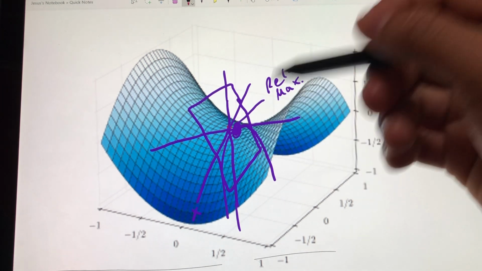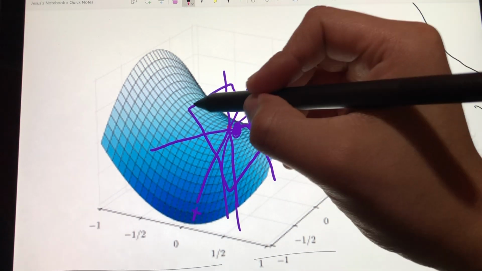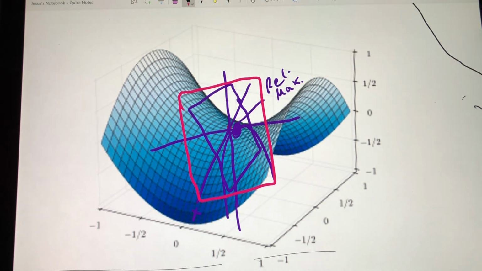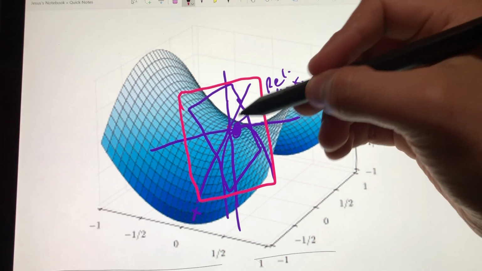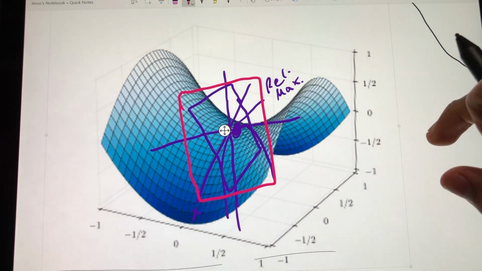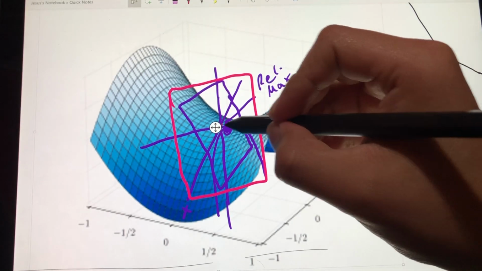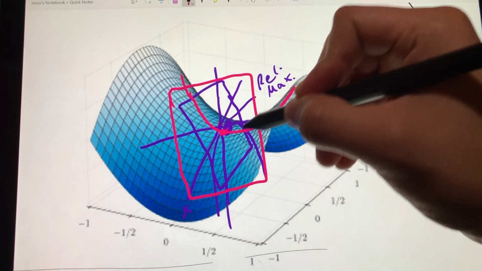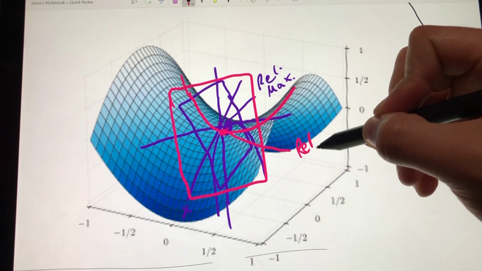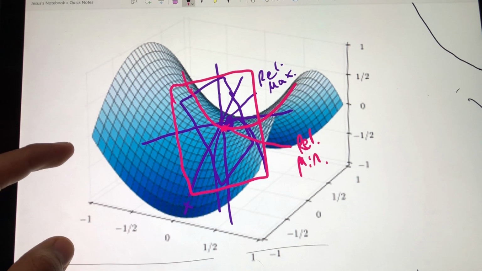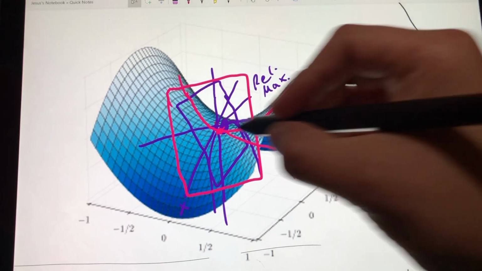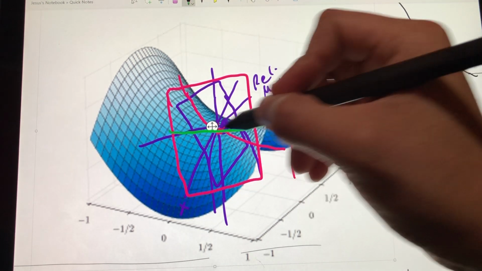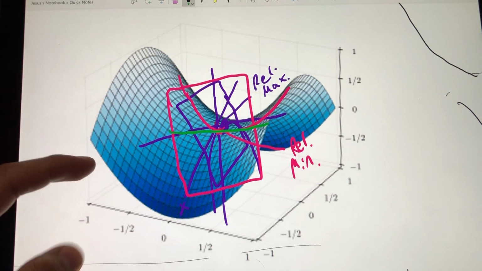Similarly, we can also apply this by slicing along the y-axis. Essentially, what happens here is that I sliced it a little bit wrong, and it's horribly drawn, but essentially we have a relative minimum. And so the saddle point is literally just flat at that specific point.